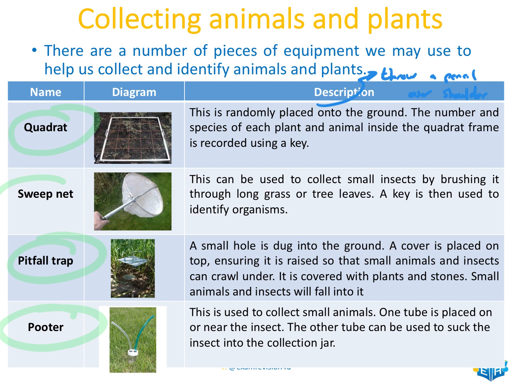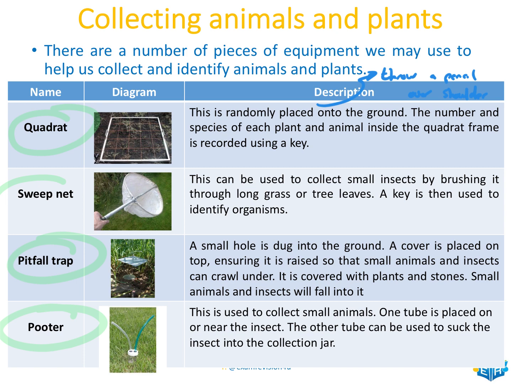The pitfall trap, which you can see here, so we can see there was a hole dug into the ground and then there was a trap set into the ground, so it could be a plastic cup. So a small hole is dug into the ground, a cover is going to be placed on top, ensuring it is raised enough so that small animals and insects can crawl under. So this cover might have a couple of stones around the hole. The cover will be placed on top.